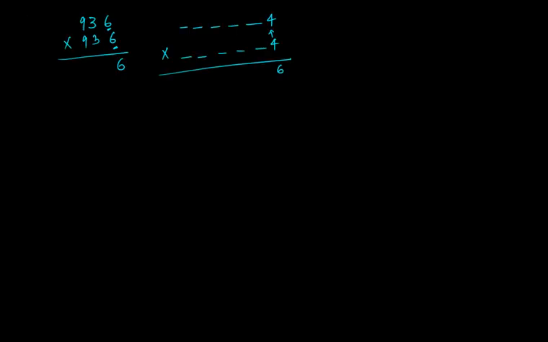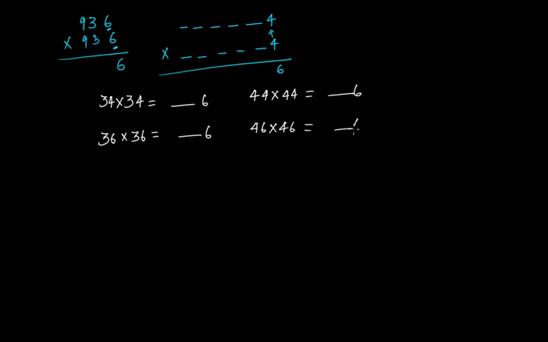So 34 times 34, 36 times 36, this will end with 6, this will also end with 6. Then 44 times 44, this will end with 6. 46 times 46, this will also end with 6. I'm not going to calculate it, I'm leaving it for you. And then 54 times 54, this will end with 6, and 56 times 56, this will also end with 6. So these are the next 6 perfect squares ending with 6.